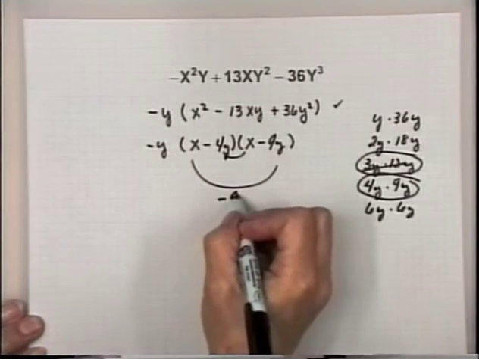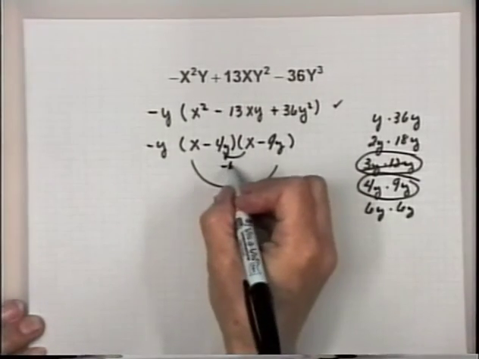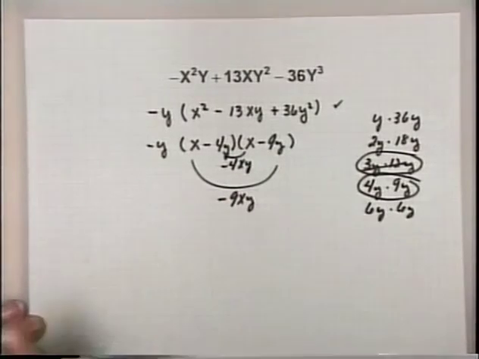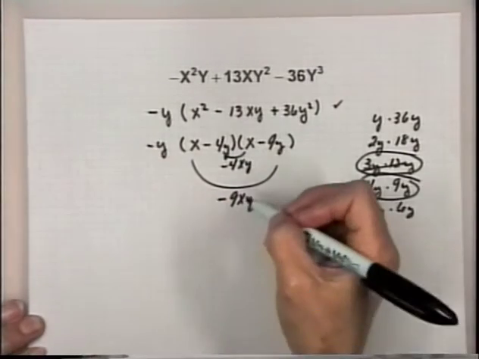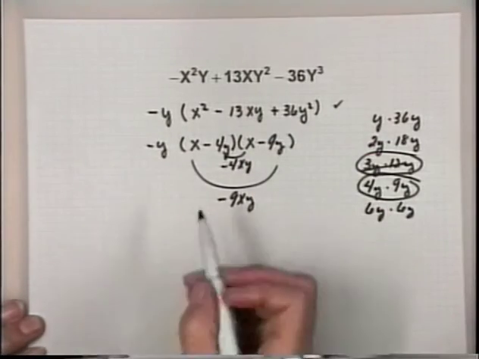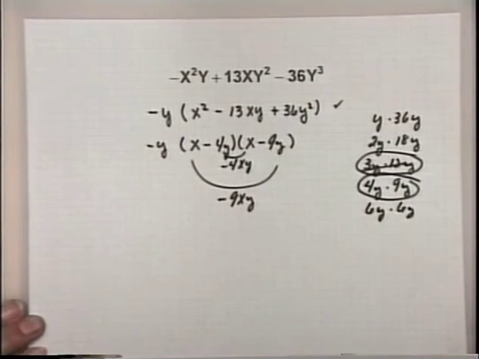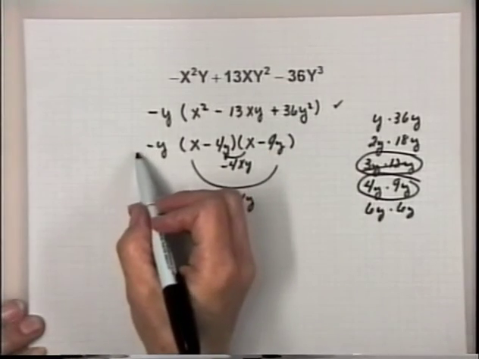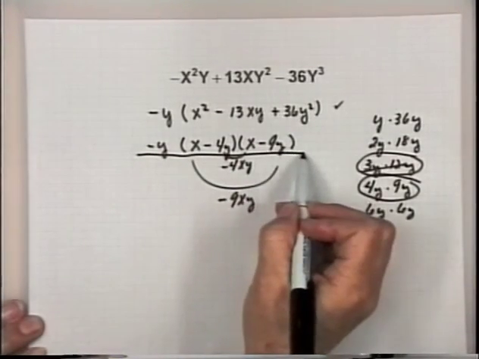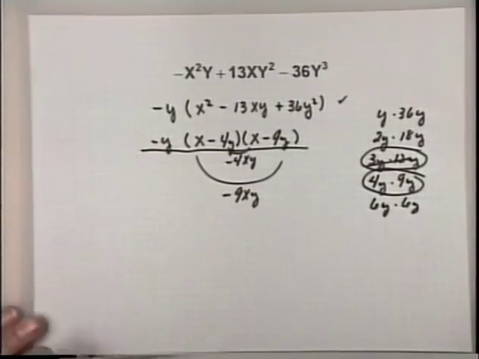We have a negative 9xy for our outside product, a negative 4xy for the inside product. Adding these, we get negative 13xy, and a negative times a negative here gives us our positive 36y squared. So the correct factors would be negative y, x minus 4y, and x minus 9y.